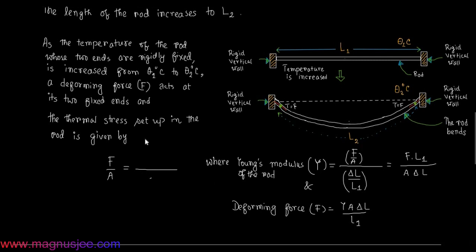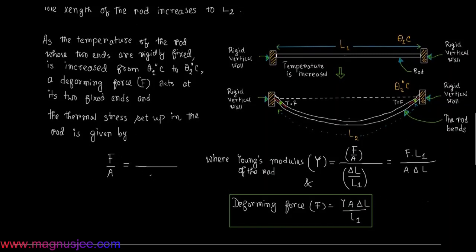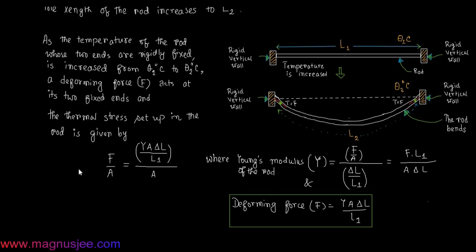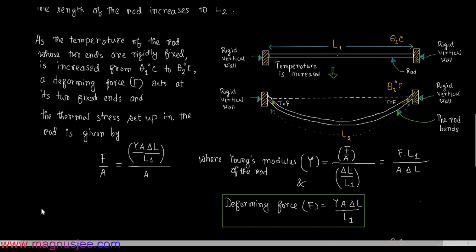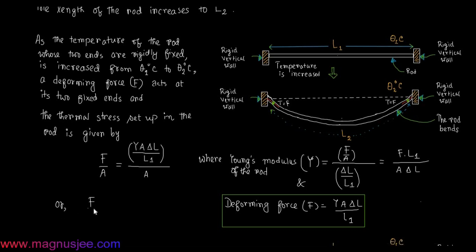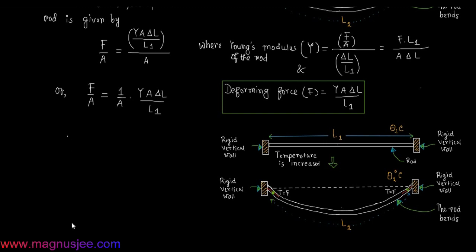Putting the expression of deforming force F, which equals YA delta L by L1, in the numerator, we get YA delta L by L1 whole divided by A. That is the expression of thermal stress F by A, which will be equal to 1 by A into YA delta L by L1, where delta L is the increase in length of the rod, that is delta L is equal to L2 minus L1.